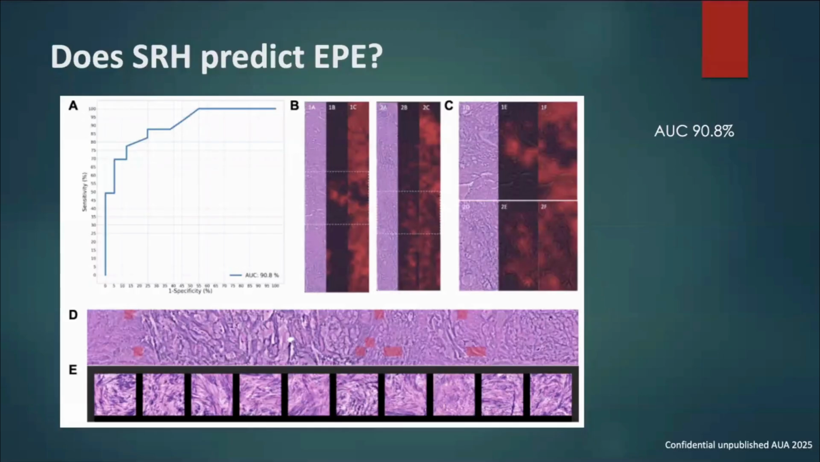This just shows how the model uses benign stroma to predict the EPE status. Panel D just shows the top 10 predictive patches for EPE, and these are highlighted in red. And then panel E is just zoomed images. So this is exciting unpublished data which does show that in the future Raman could be leveraged to help inform EPE on prostate biopsy.